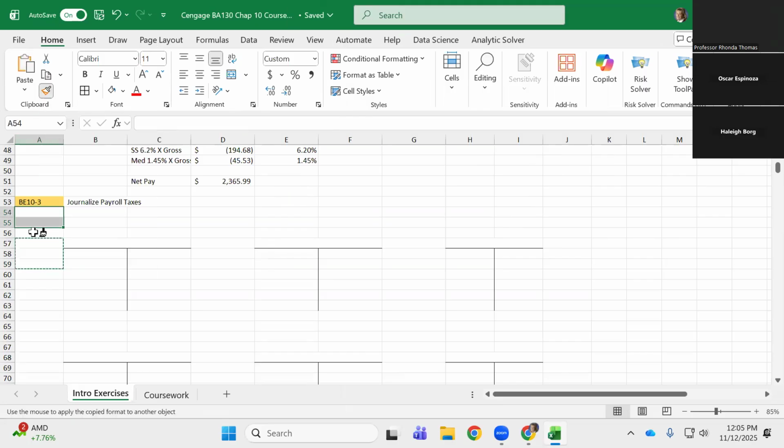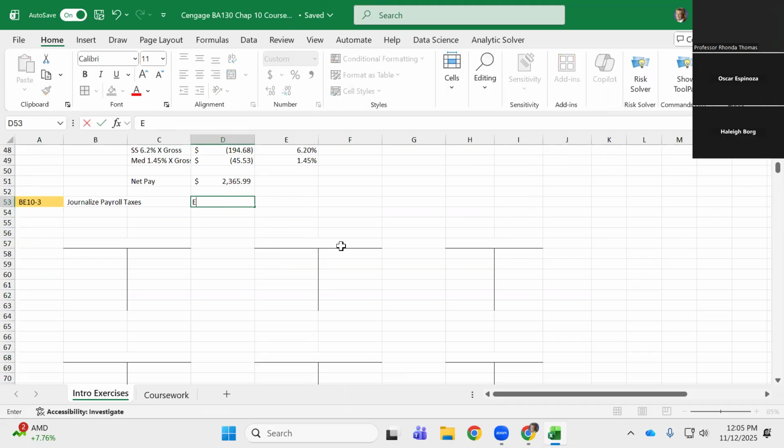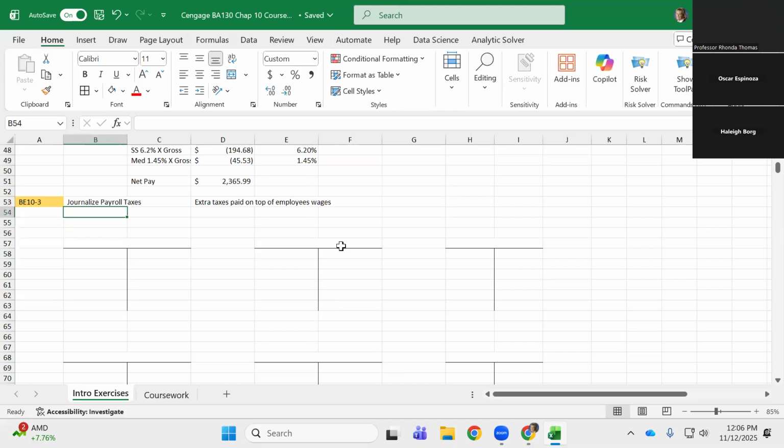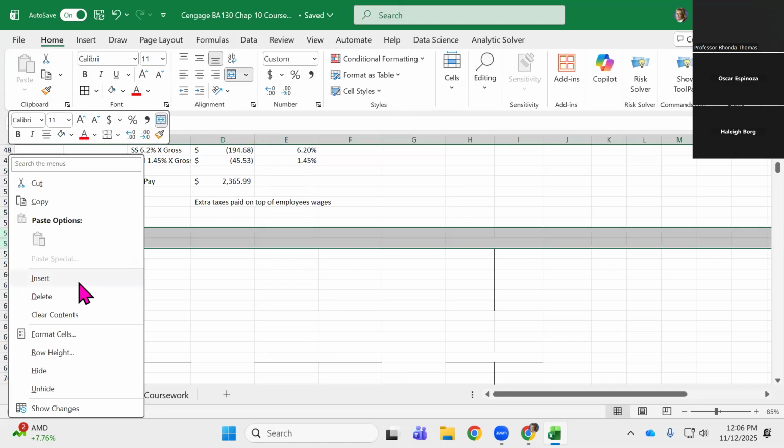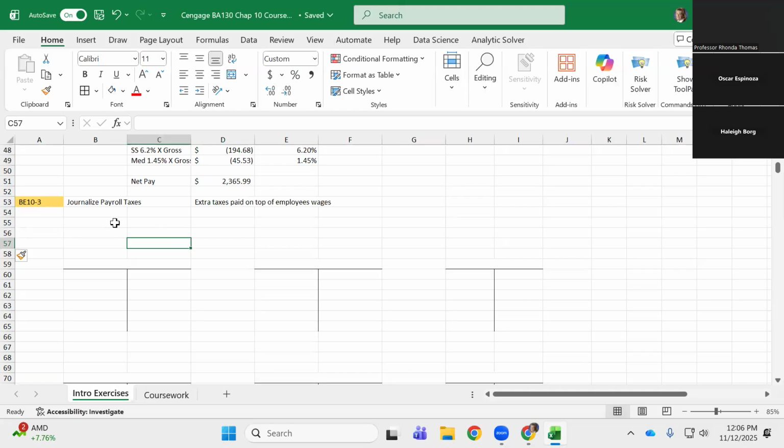All right, hang on just a second. I'm fixing this. Okay. So this is the extra taxes paid on top of wages. Okay, extra taxes paid on top of employee wages. So if you have employees, you got to pay this extra stuff. The extra stuff, there are 4 things you have to pay in as an employer. So let me list them.